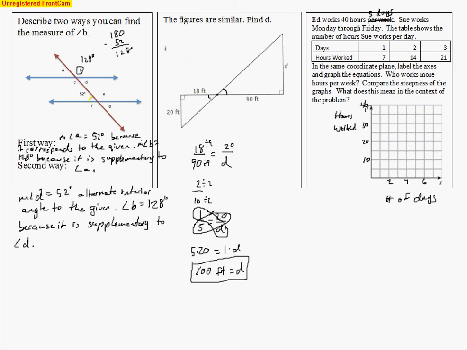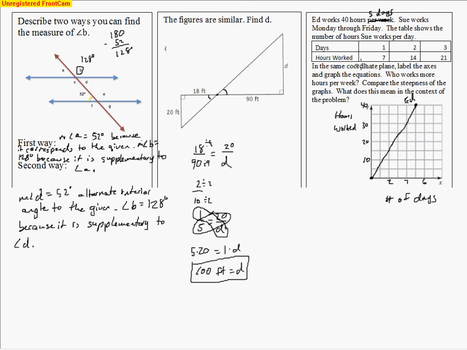And we can go ahead and fit in Ed's line first. So Ed doesn't work any hours at 0 days, so that's where we start. But he works 40 hours in 5 days. So 5 days is right up here. And then we'll draw the line between those points. And then we'll label that Ed.